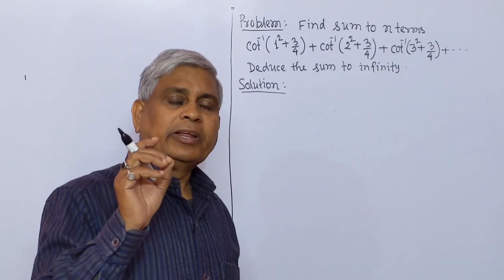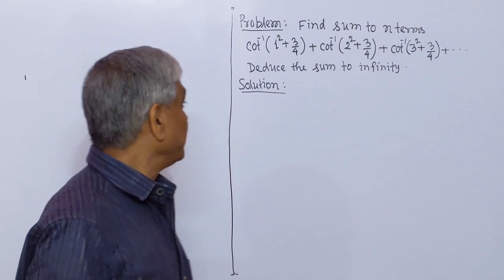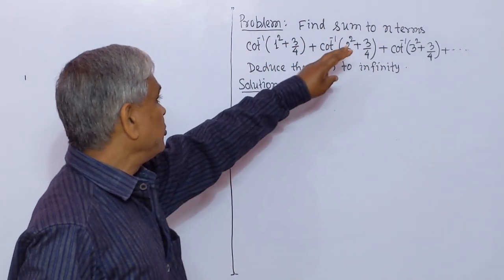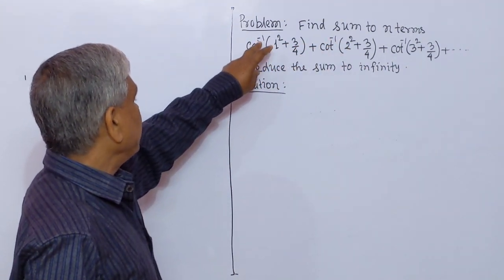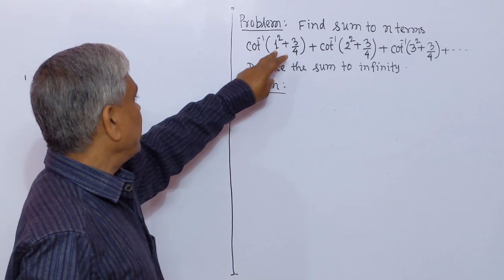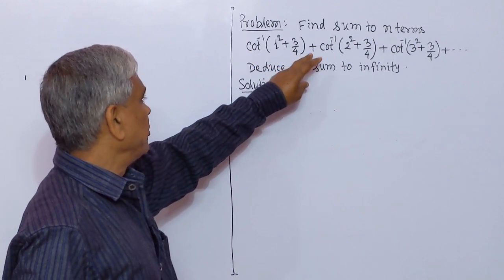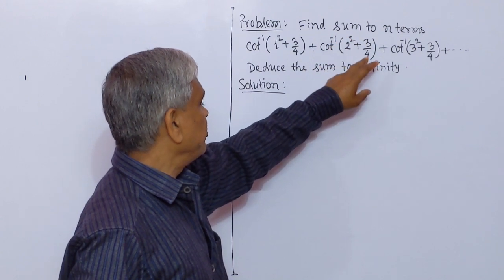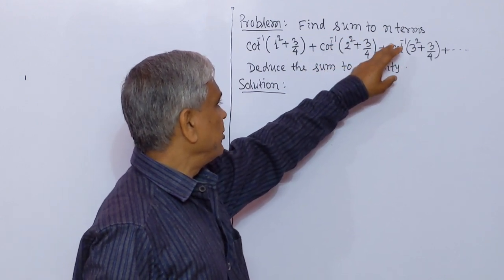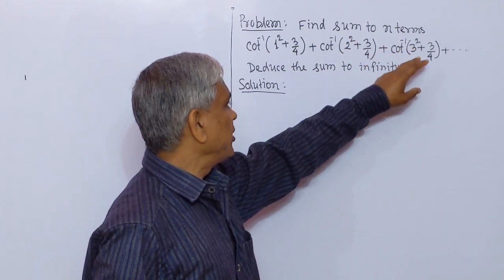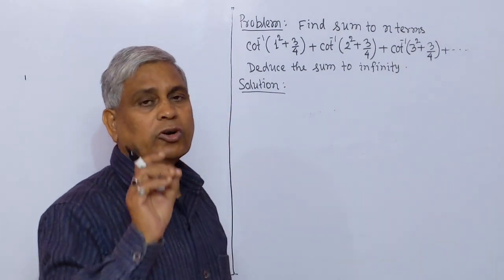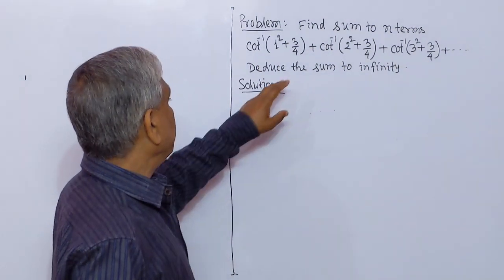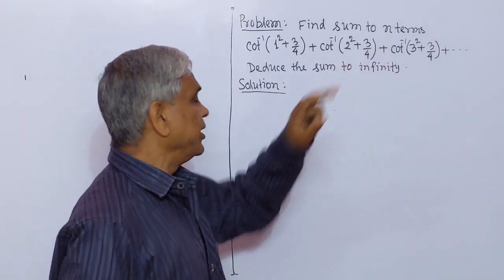Now we solve the next problem. Next problem is: find the sum to n terms of cot inverse (1 square plus 3 by 4) plus cot inverse (2 square plus 3 by 4) plus cot inverse (3 square plus 3 by 4) plus dot. Also deduce the sum to infinity.